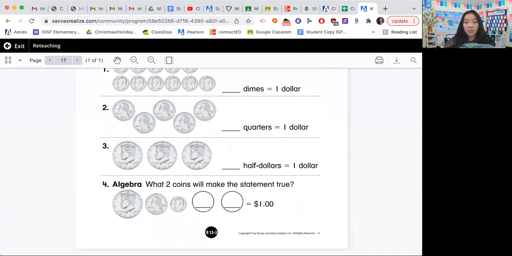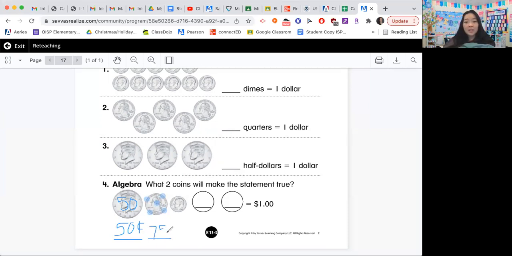So we know that this is a 50-cent piece. What is the value of a 50-cent piece, boys and girls? 50 cents. Thank you. Very good. Okay, now we're going to count on to find out how much more it is to add the quarters. So 50, 55, 60, 65, 70, 75. So that would be 75.